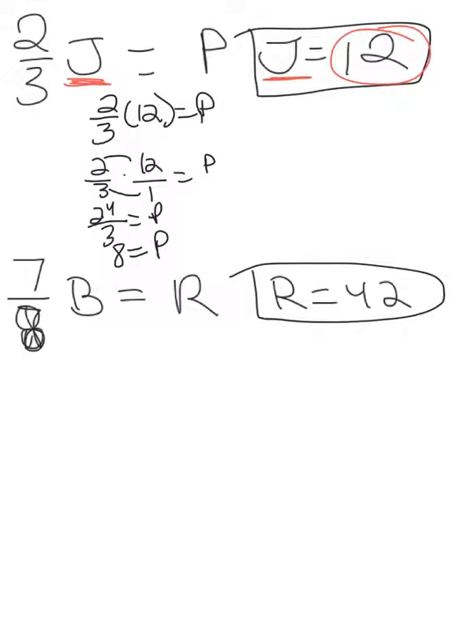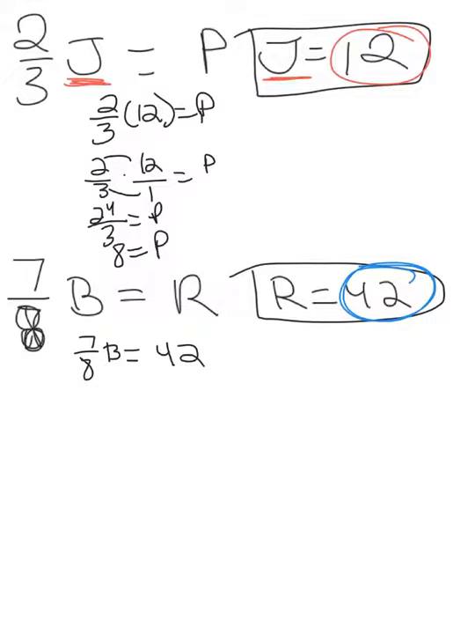Again, we have 7/8 B equals R. There are 2 letters in our equation. Now, because we know what R is equal to, we can substitute that in for R. So R in this situation is equal to 42. So I'm going to rewrite my problem using the number for R. So 7/8 B is equal to 42.